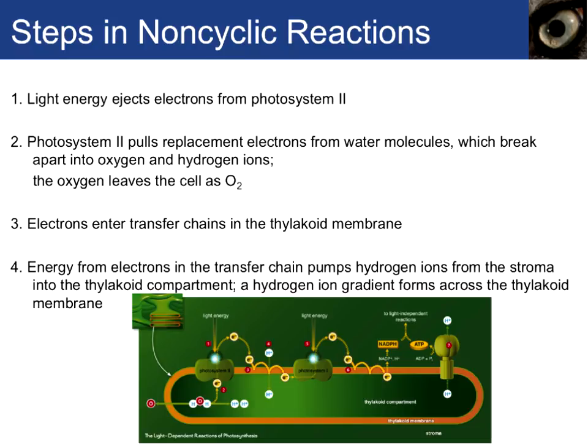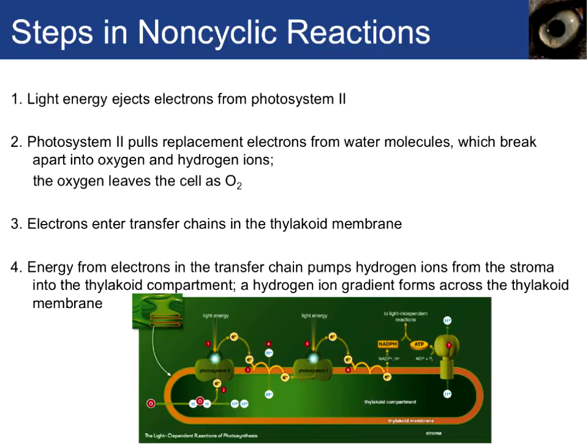So this is just a summary of what we went over, so I'll go through it again. The steps in the non-cyclic pathway of light-dependent reactions. The first step, light energy ejects electrons from photosystem 2 into the electron transport chain. Photosystem 2 pulls replacement electrons from water molecules and breaks apart the water molecule into oxygen and hydrogen ions. And the oxygen leaves the cell as O2.